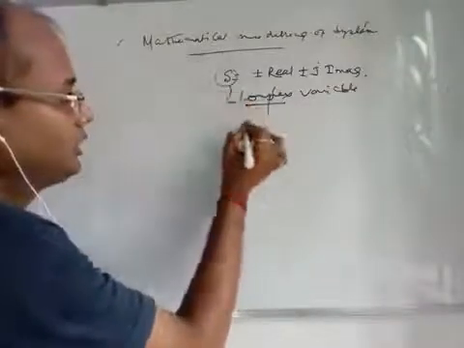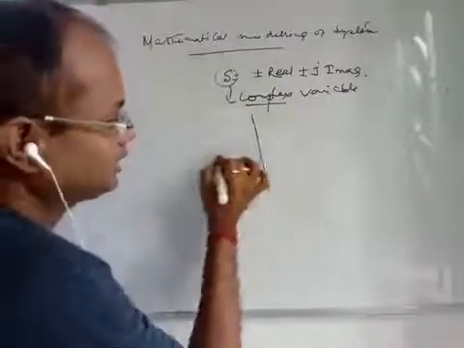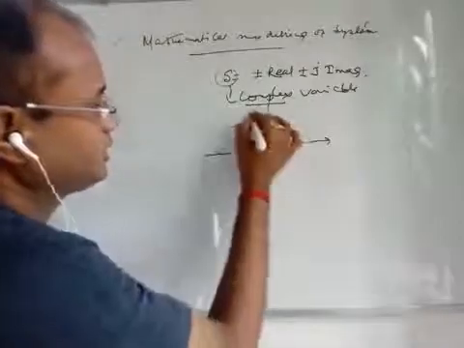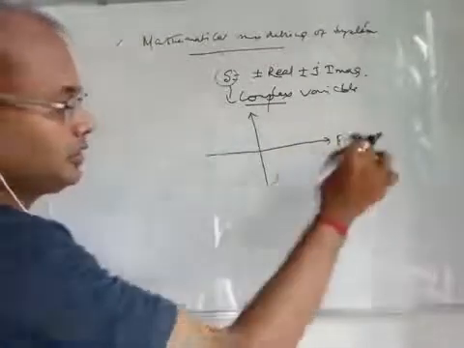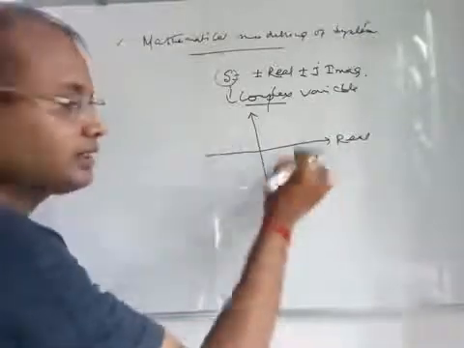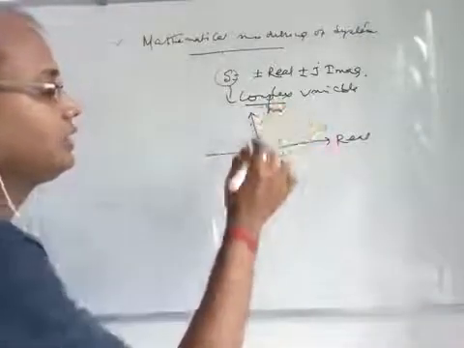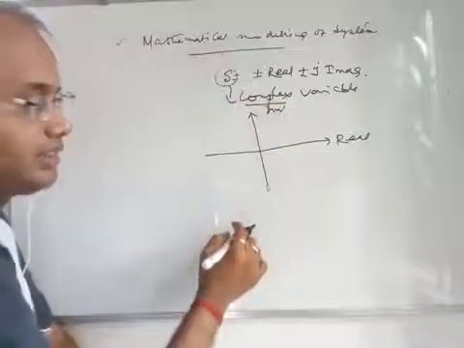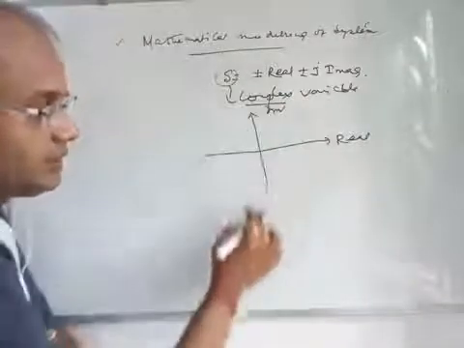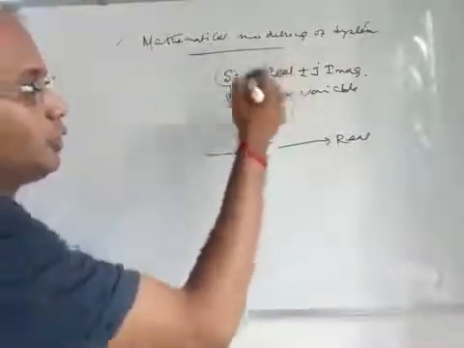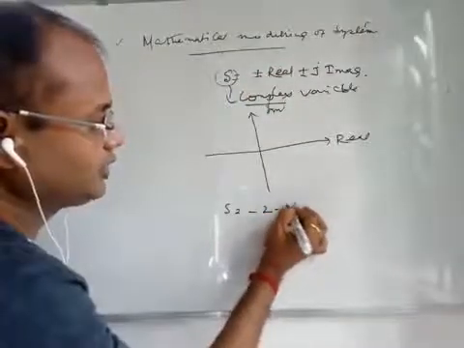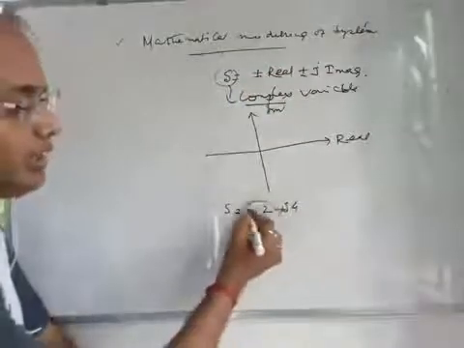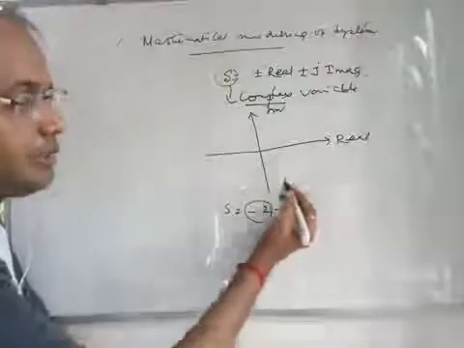Now, Leibniz just framed the system like all the real values are along this horizontal axis, all the imaginary values are along the imaginary axis. This is the real axis, this is the imaginary axis, right? So, for example, s is equal to minus 2 plus j4. So the real part is minus 2, the imaginary part is plus 4.